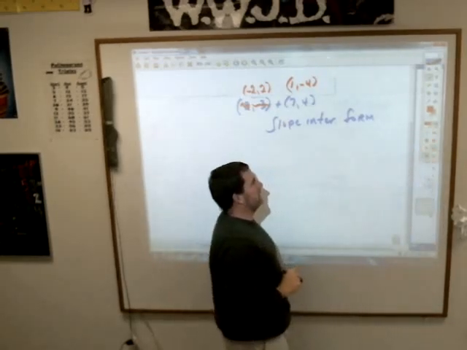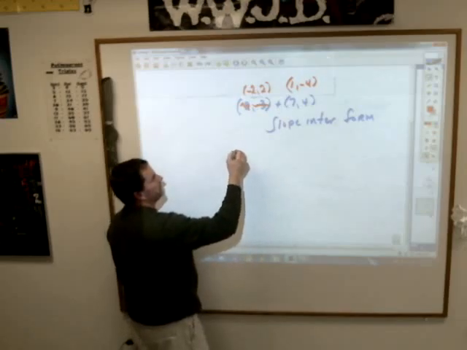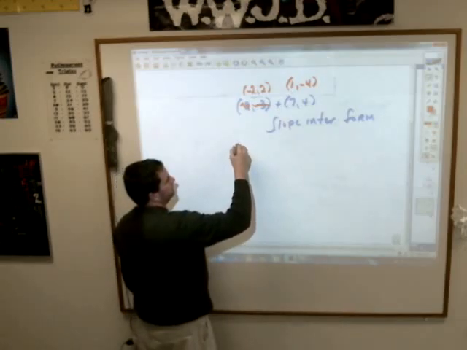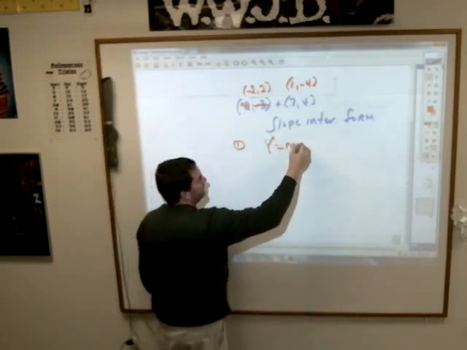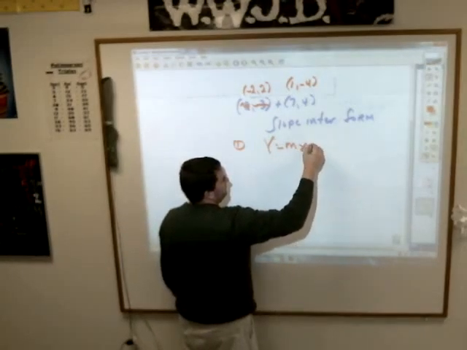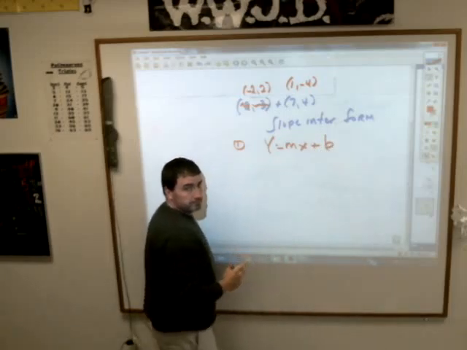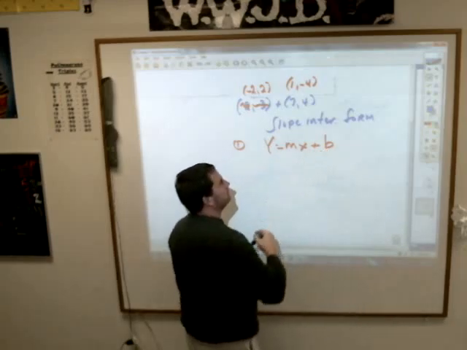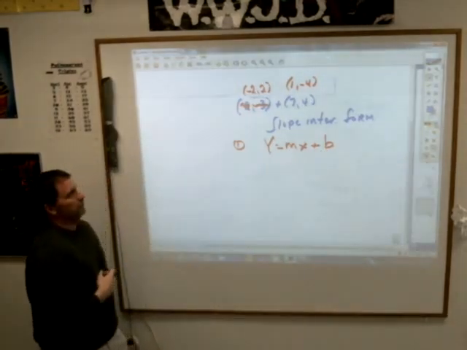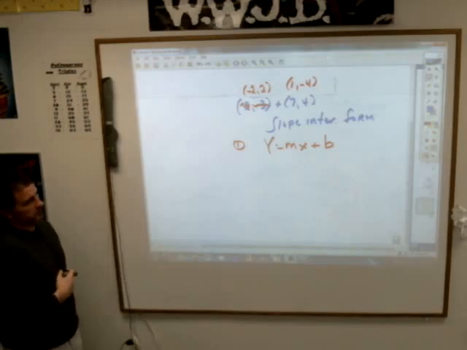So, step by step, the first thing I would like for you to do is write the generic form. In other words, write this down. Y equals mx plus b. You are looking to find the letter m, which is the slope, and the letter b, which is the y-intercept. We're not going to draw the graph, but we're just going to do it.